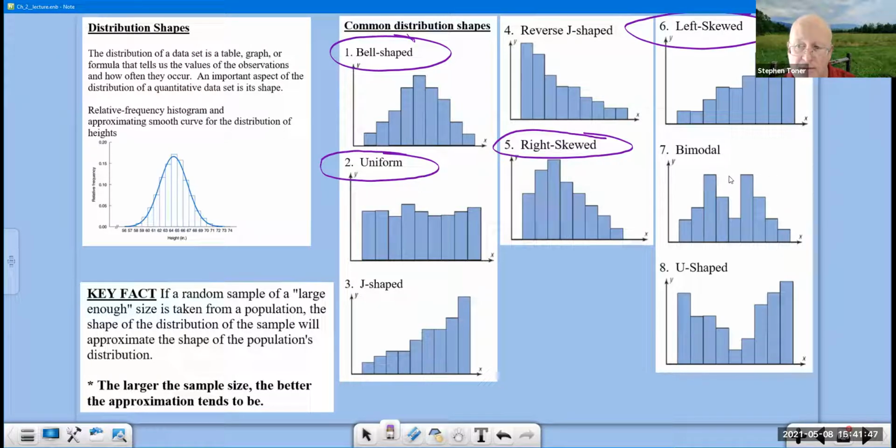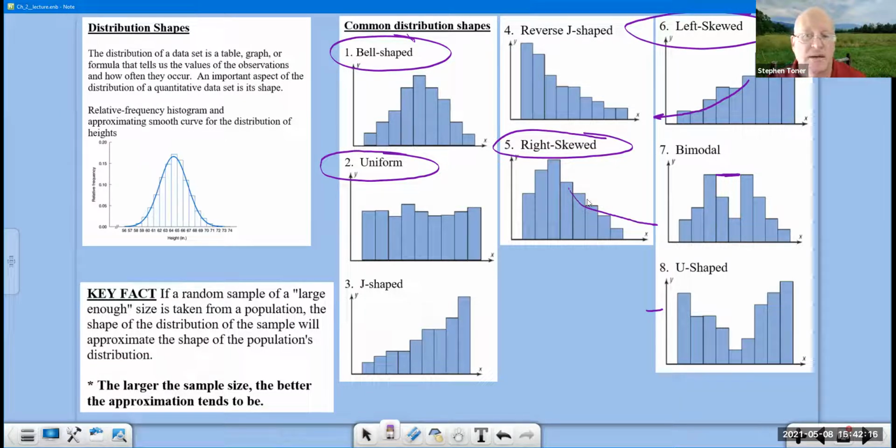Bimodal, we have 2 values that are the highest there. That's why it's bimodal. Then we have a U-shaped graph. Now, what I do want to call to your attention is when your data set is right skewed, it tapers off to the right. When something is left skewed, it tapers off to the left. So it is the direction of the tapering that is identified in the name of that distribution or shape.